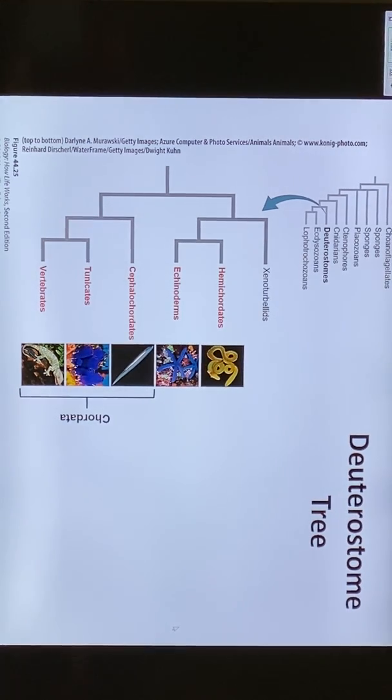So, among the protostomes, you don't have to know that many groups, all right? I've focused on just a few of those groups, and I want you to know some of their characteristics. The deuterostomes are important because this is the group that includes us. What's the difference between protostome and deuterostome?